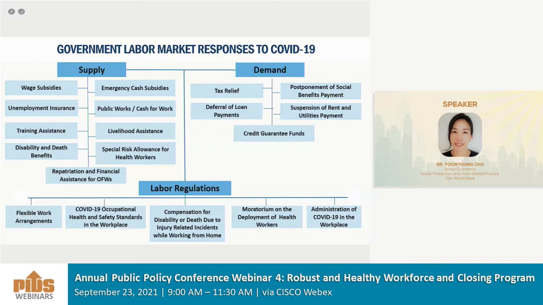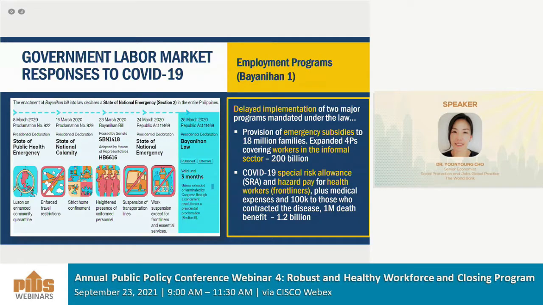Government was not idle. They have implemented quite a few labor market response measures due to COVID-19. On the supply side, they introduced wage subsidies, employment insurance, and other support for workers. On the demand side, they also implemented major interventions for farms in terms of tax relief and other financing support. And they have relaxed the labor regulations as well. But due to the magnitude of the shock of COVID-19, these labor market interventions may not have been sufficient.